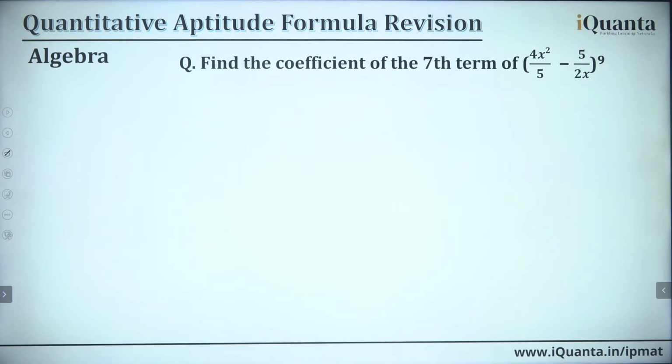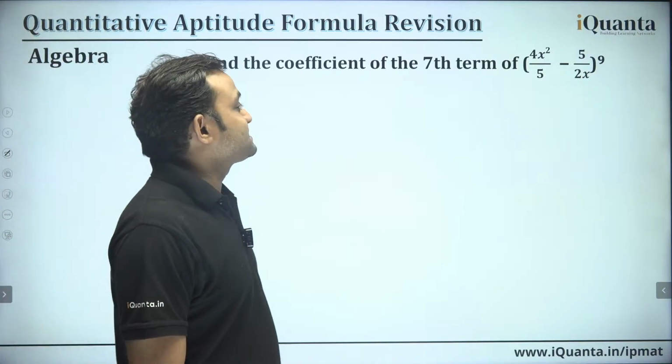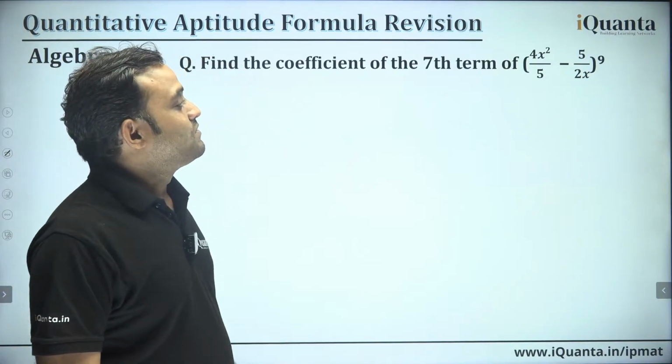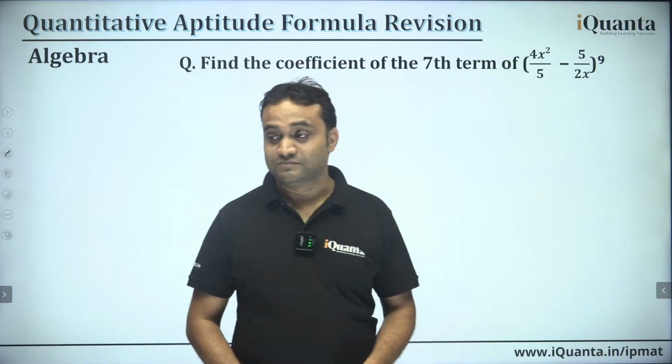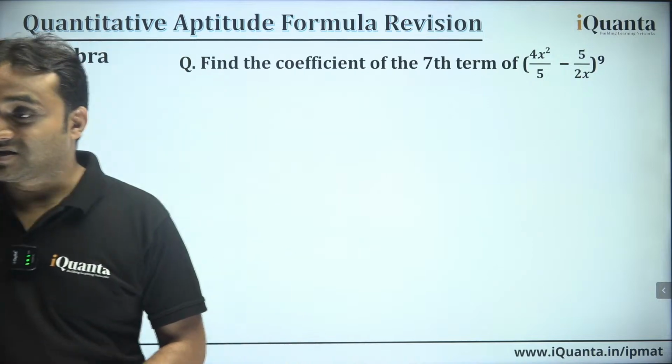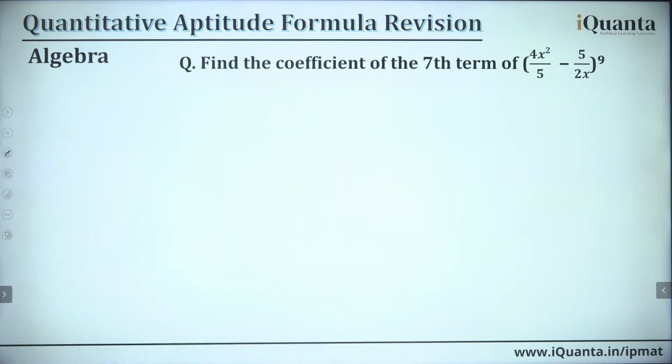Next question: find the coefficient of the 7th term of (4x²/5 − 5/2x) to the power 9. We need to find the sum of the coefficients of all the terms. Find the sum of coefficients. Find the coefficient of the 7th term, right?